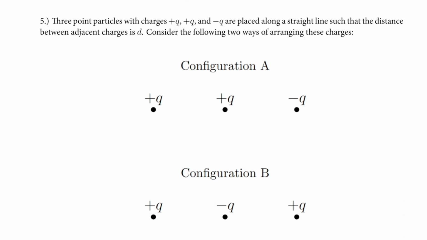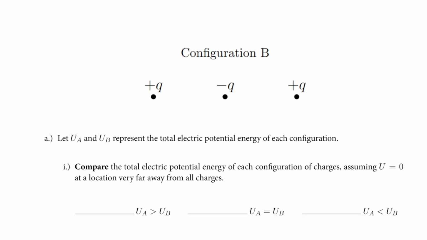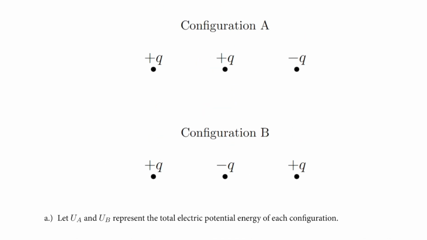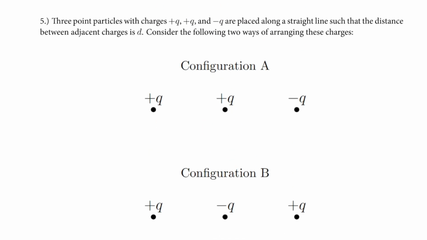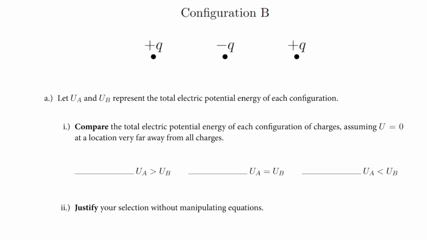So we have three charges in a line, and I could order them plus plus minus or plus minus plus. I do think this is a pretty difficult QQT for this first part, where we're going to be interested in comparing which one of these configurations has a greater potential energy of the entire system. These are the same charges, and we're given in the problem that the distance between each charge is d. I have just changed the order of the charges.